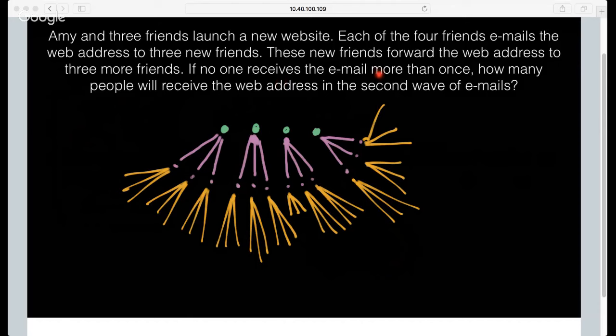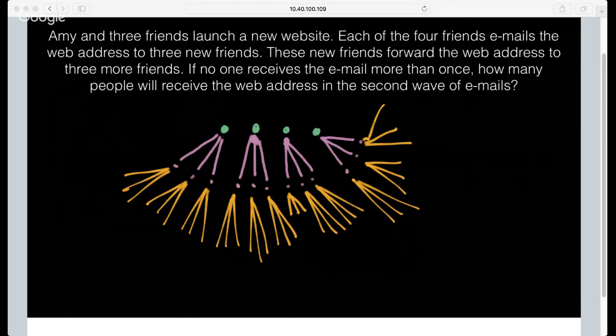If no one receives the email more than once, how many people will receive the web address in the second wave of emails? The second wave. So where is the first wave? Well, we have Amy and her friends, and the first wave of emails would be these pink, the emails going out. So here's the first wave, and here's the recipients of the first wave. The second wave is here.